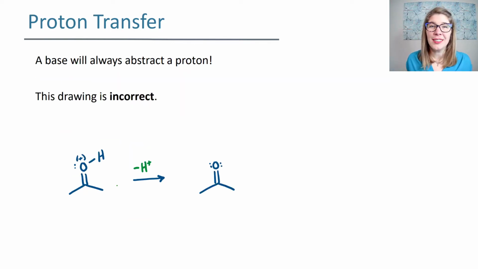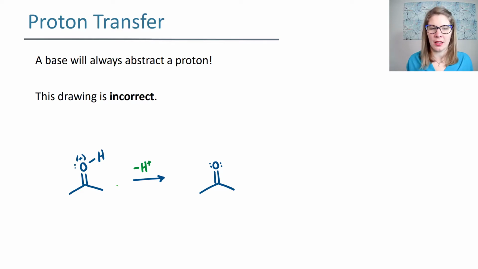Here is a wrong way to draw a proton transfer. When you draw a proton transfer, you always have to have a base pull off, or abstract, that proton. Abstract is the fancy chemistry word for it. This drawing that I've drawn here is one of my ultimate pet peeves that even shows up in textbooks. This is not how arrow pushing works.